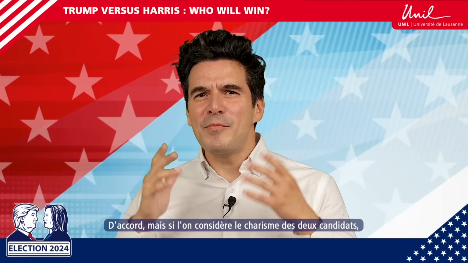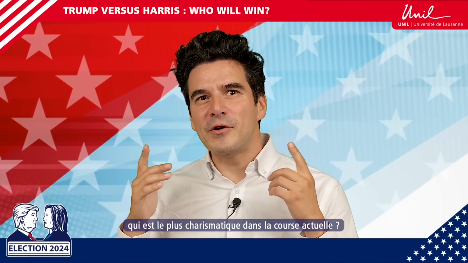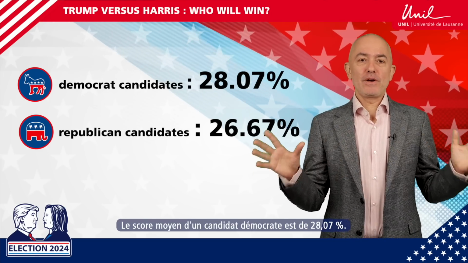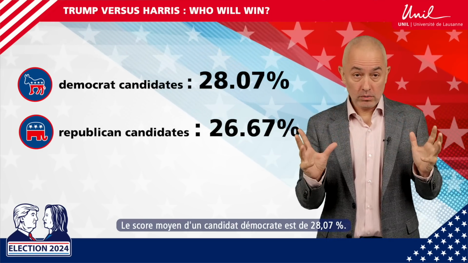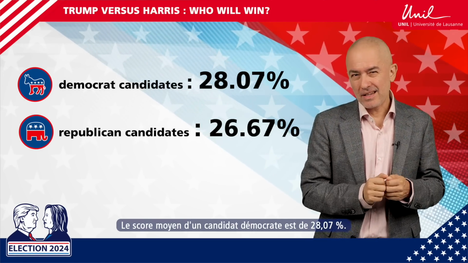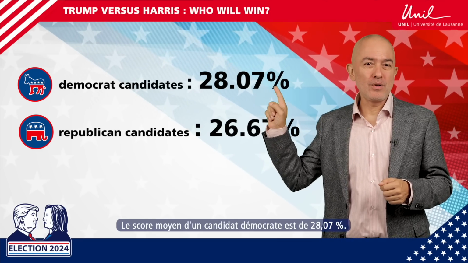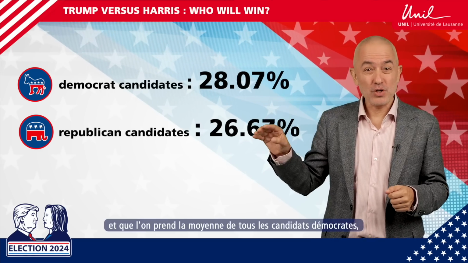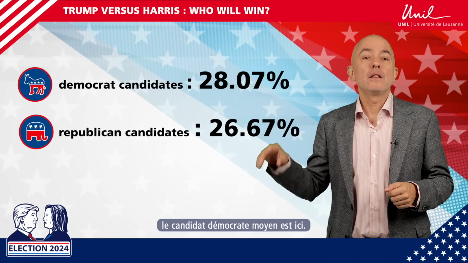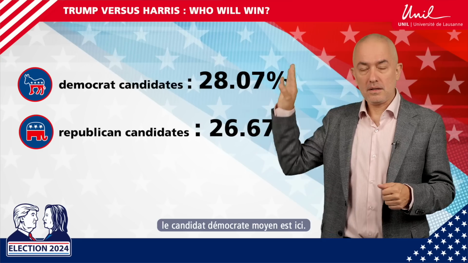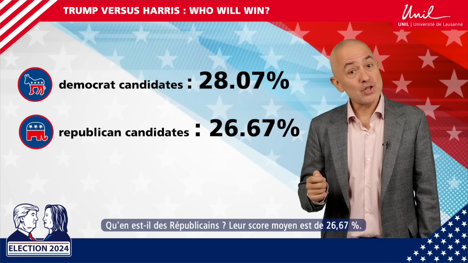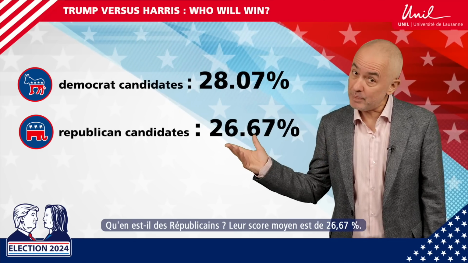Okay, but how about the charisma of both candidates? Who is more charismatic in this current race? Good question, Phil. Let's put this all into context. The average score for a Democratic candidate is 28.07%. That means when we go back to 1916 and we take the average of all Democratic candidates, the average Democratic candidate is here. How about the Republicans? Well, their average score is 26.67%.